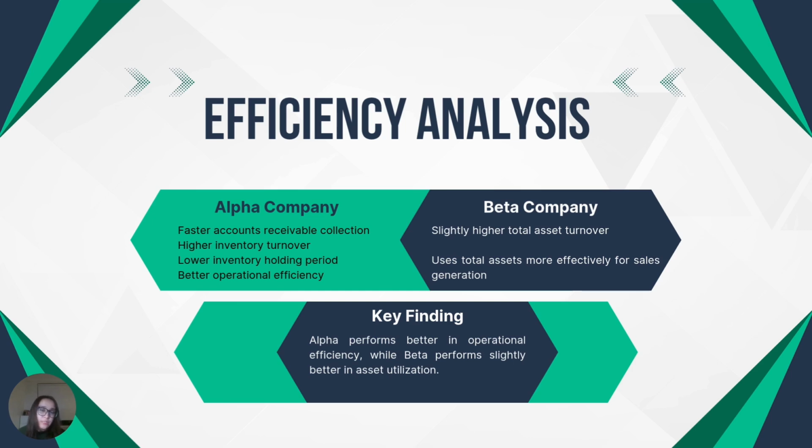So our key finding of the efficiency analysis is that Alpha company performs better in operational efficiency, while Beta company performs slightly better in asset utilization.